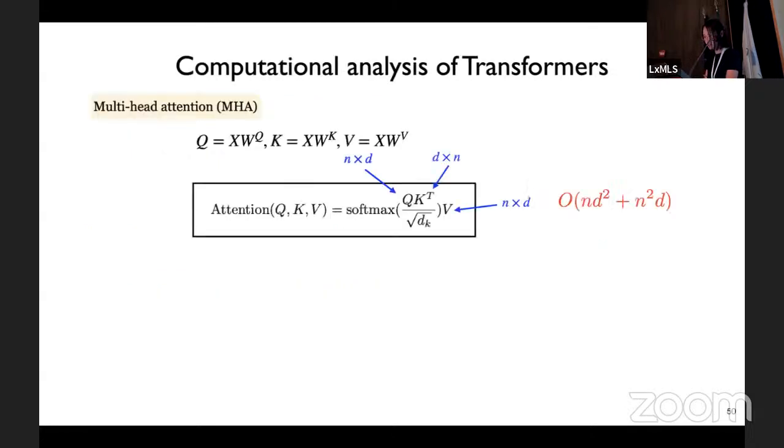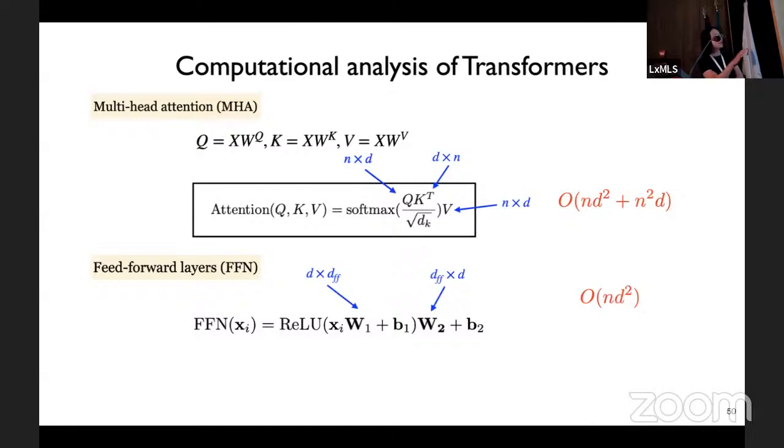Actually, I have some computational analysis here, just to give you some sense. If you do the calculation of self-attention, the time complexity should be nd squared plus n squared d. The nd squared is the linear projection, where n is the sequence length and d is the hidden size. But if you calculate the attention, it should be n squared d, because you have to calculate the inner product between every pair of query and key vectors. And for feed-forward layers, it's nd squared.